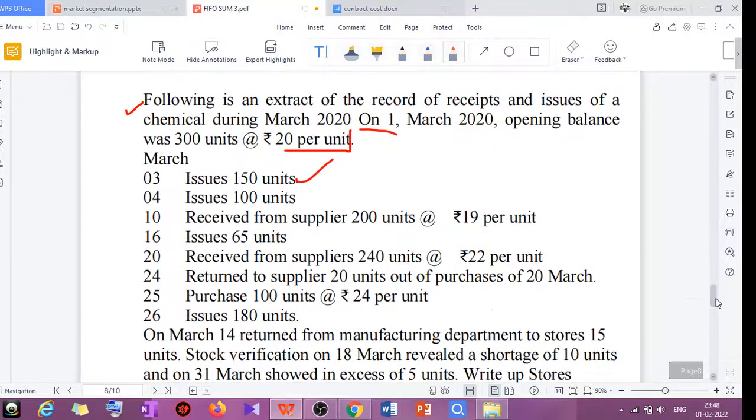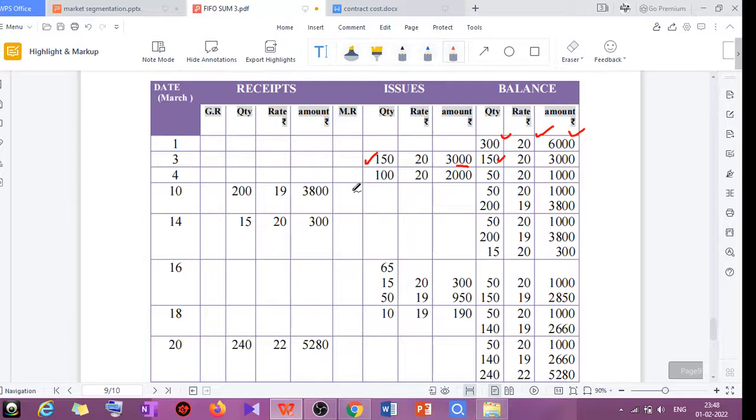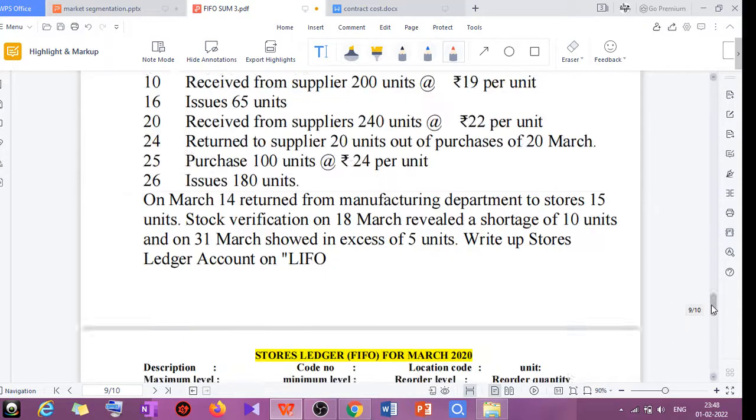Then on 4th again there is an issue of 100 units. So what is the rate here? 20. So 100 into 20 will be 2000. Okay, so what is the balance then? 150 minus 100, that will be 50. Rate is 20, amount will be 1000. So till now there was no problem because we have only one lot. Okay, next let us see.